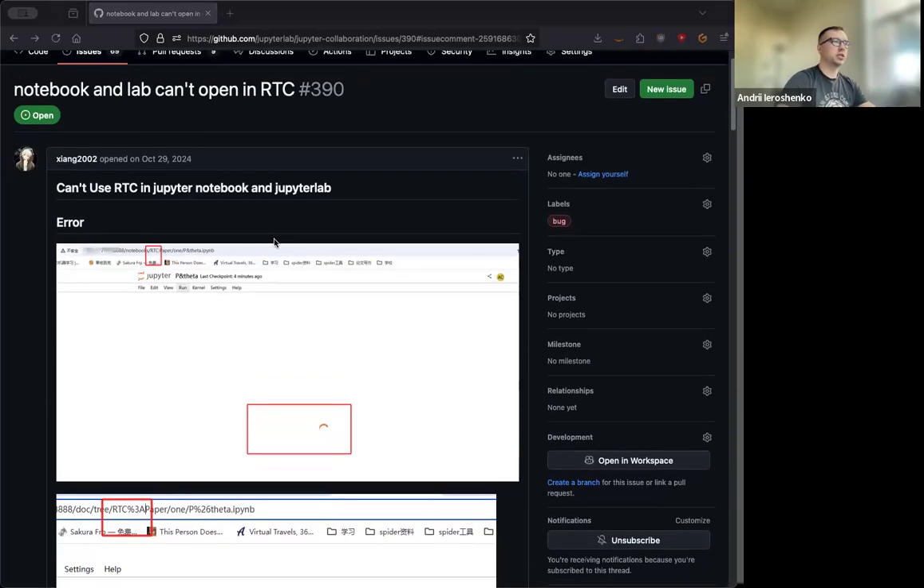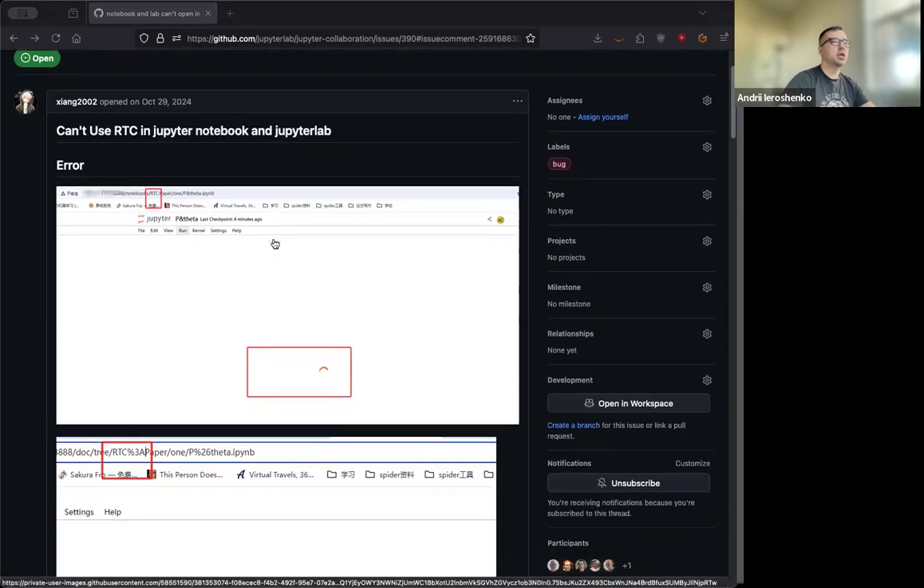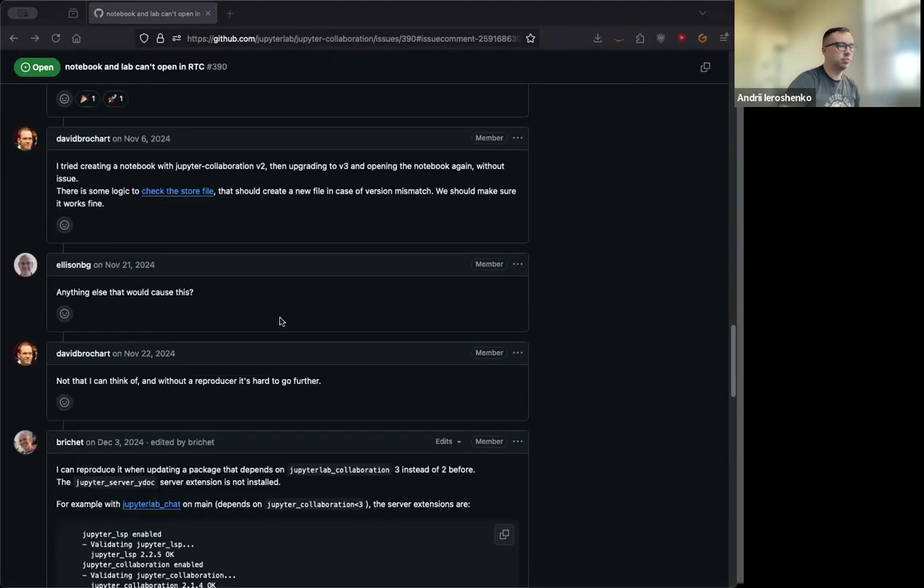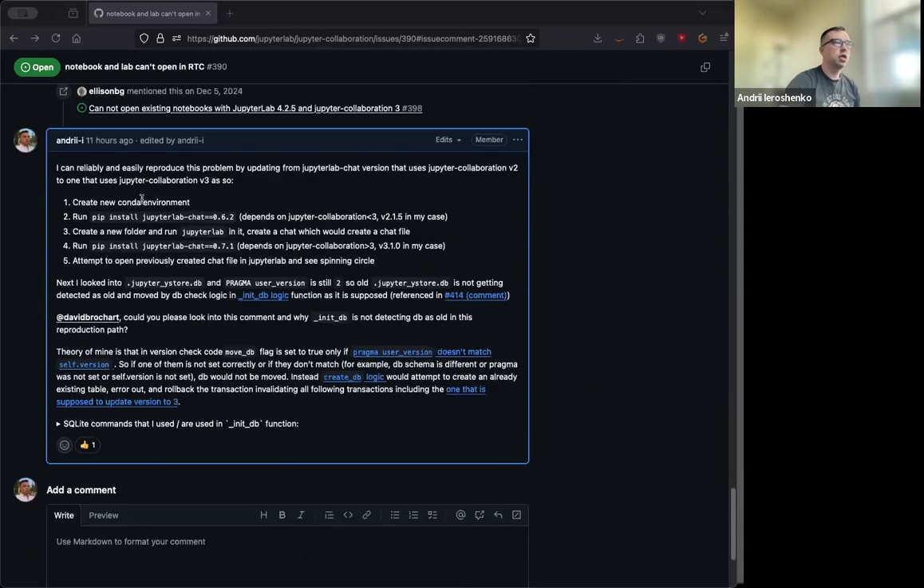With certain conditions, when JupyterLab and RTC are installed, notebooks created previously would not be opening, and we would just see this death spiral, so to speak. I found a reliable way to introduce it. Essentially, you need to install some package that uses Jupyter Collaboration 2, and then in the same folder, install and try to use a package that uses Jupyter Collaboration 3.